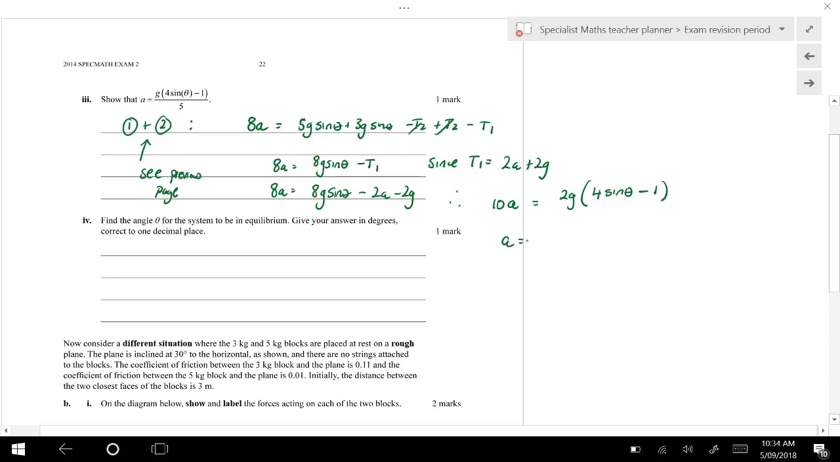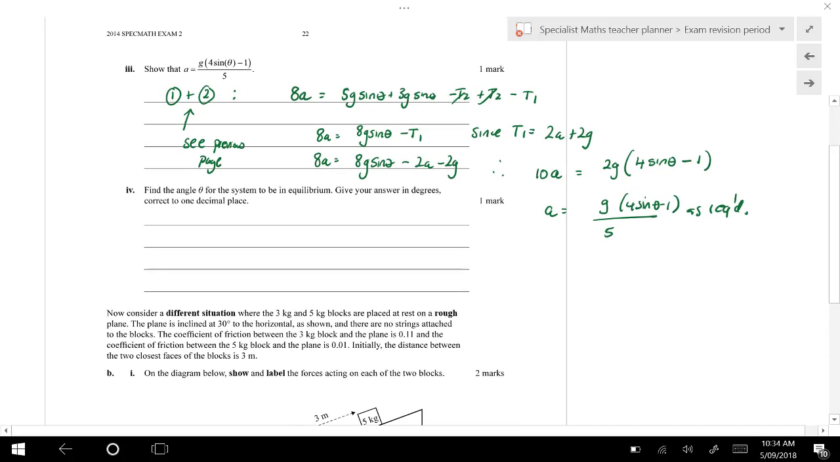So look, there's a fair few marks for 1 mark, but you still need to show clearly. They do that because you'll need it for later. That's g on 5, 4 sine theta minus 1, as required. Go skipping steps, you won't get a mark, I promise you that.